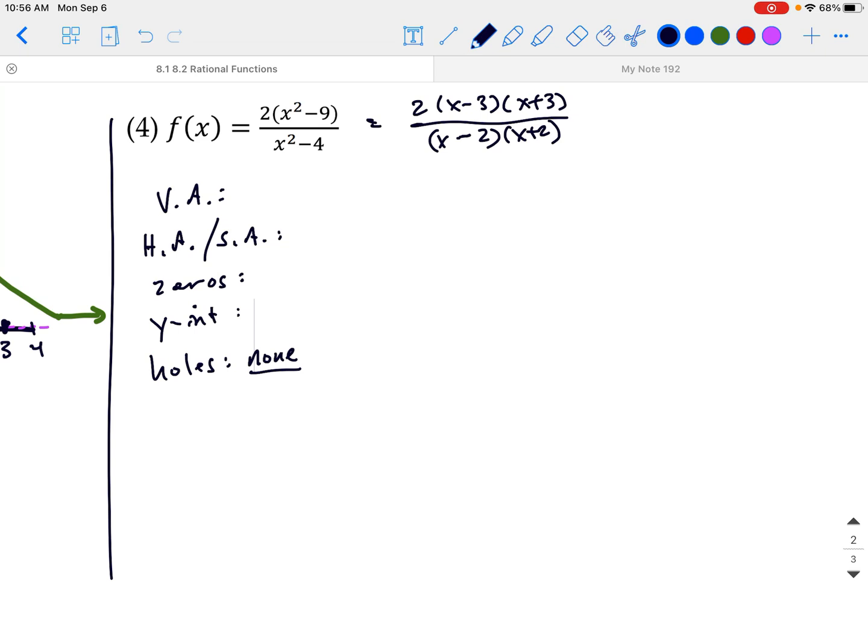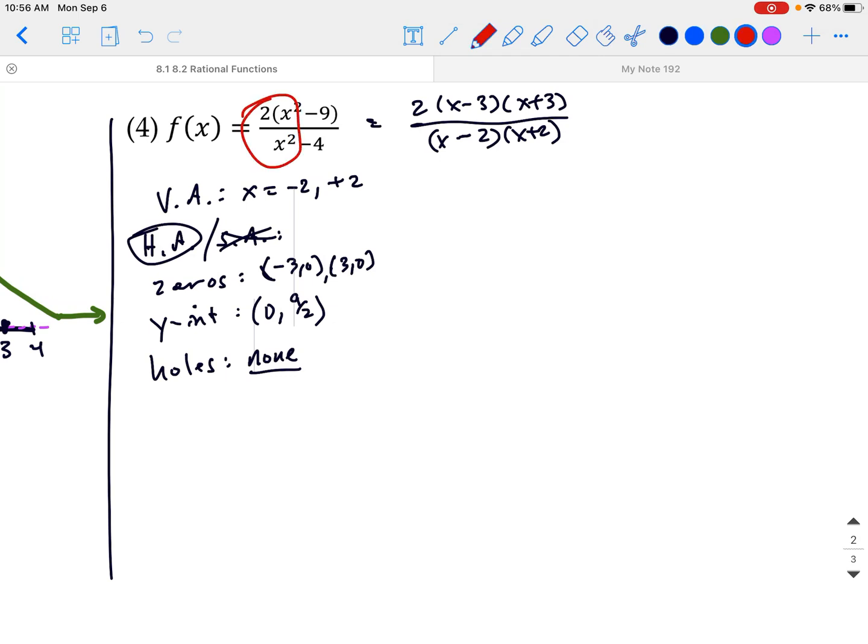For the y-intercept, if x is 0, it looks like we're going to have negative 18 over negative 4. So it's going to be (0, 9/2), or 4.5. For zeros, we've got (-3, 0) and (3, 0). Asymptotes are going to be x equals negative 2 and positive 2. Then we've got another horizontal asymptote. Don't worry, slant asymptotes are coming. And this is going to be the ratio of the leading coefficients. So we've got two squared terms, so it looks like 2 over 1. So that's going to be y equals 2.